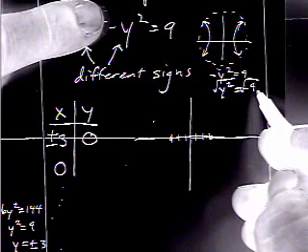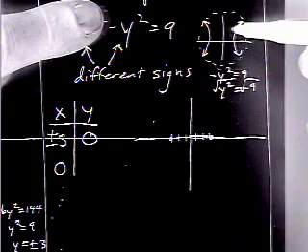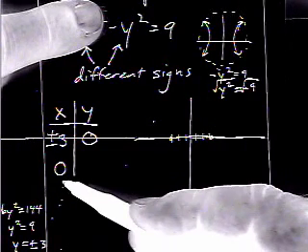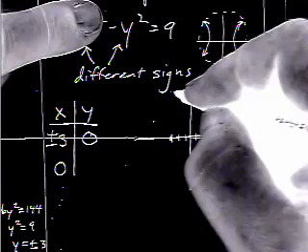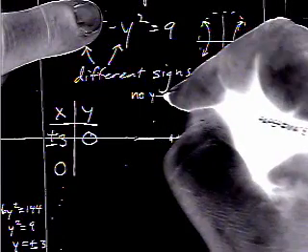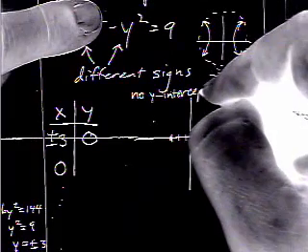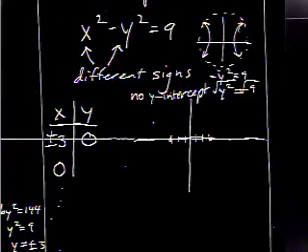What am I going to do now? Well, what it means is there's no points in there. You tried to find the y-intercept, and there is no y-intercept on this graph. That doesn't mean there's never a y-intercept. It means on this one, there's no y-intercept.